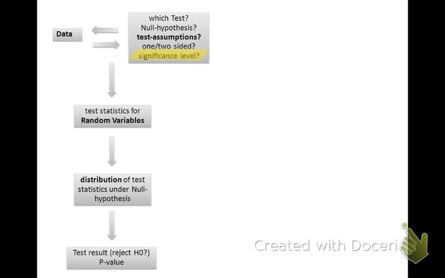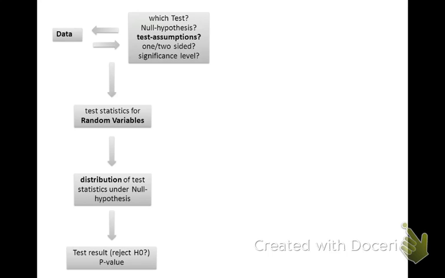The significance level is the level of security we want to have to say that now we have proven something. If I say I have a significance level of, for example, 5%, that means that I can live with 5% unsecurity.